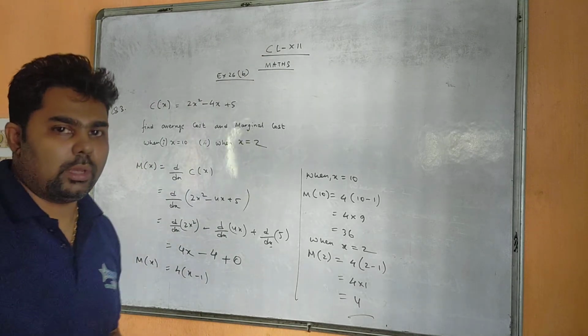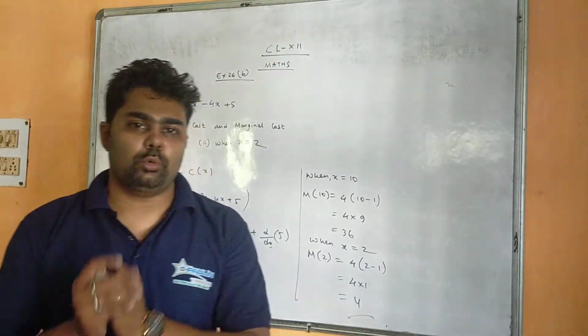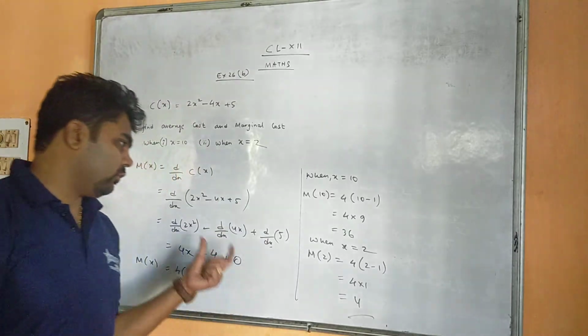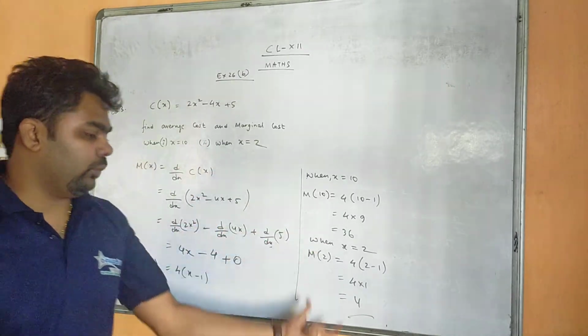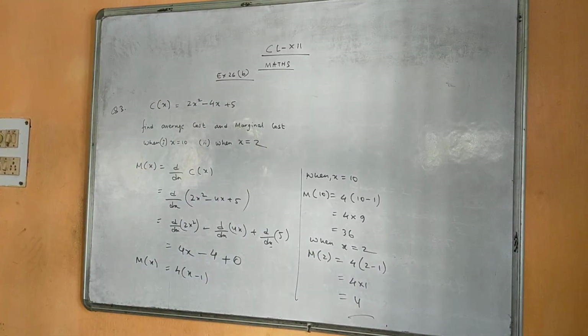So average cost we have found by substituting 10 and 2. Similarly, we have found the marginal cost and substituted 10 and 2, and we get the required answer, right?